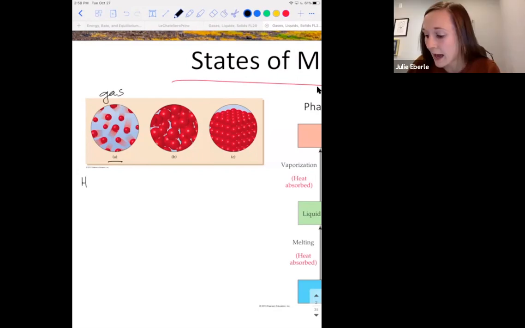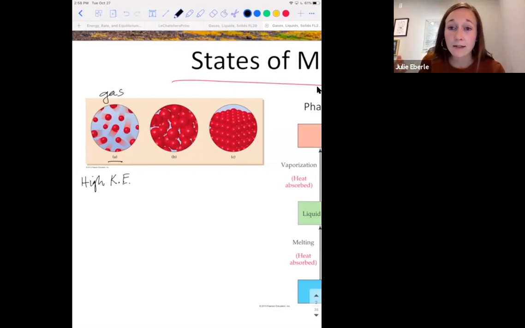Okay, so we're going to write high. I'm going to abbreviate KE, kinetic energy, high amounts of kinetic energy. That's right, lots of energy. They're moving. I like to think of the particles here, being the red spheres in this picture, as cars on an interstate. They're zooming past one another, and like cars on an interstate, do you have time to chat to the car next to you on the interstate?